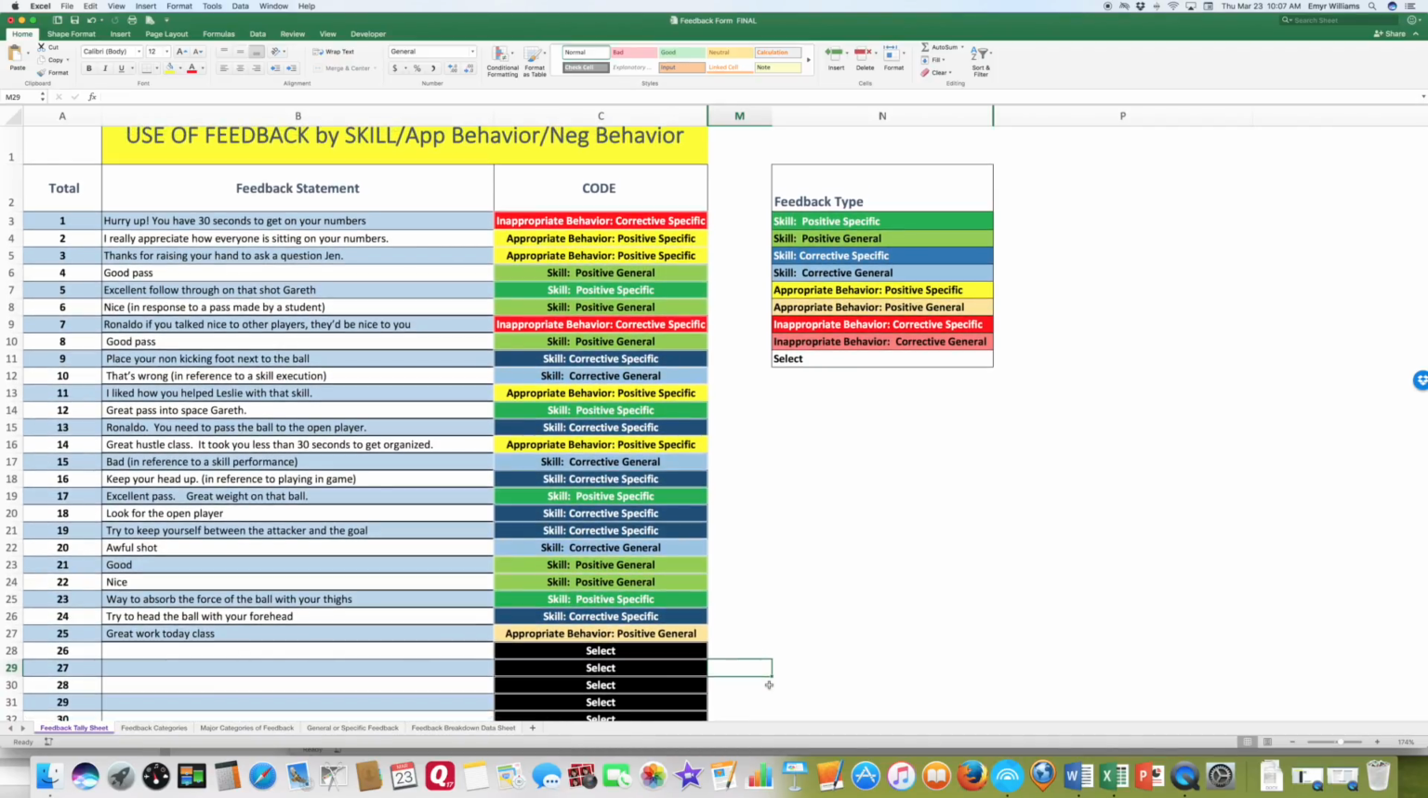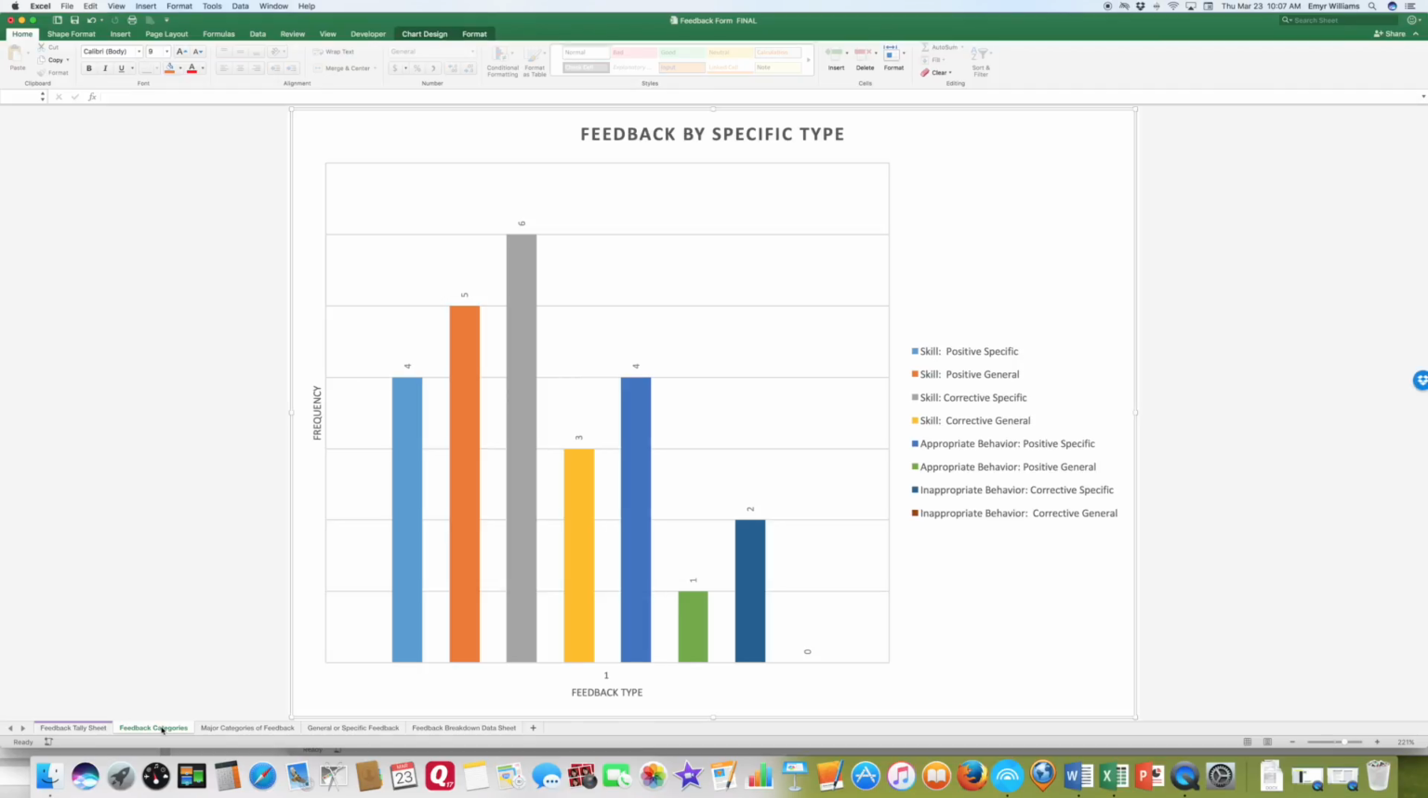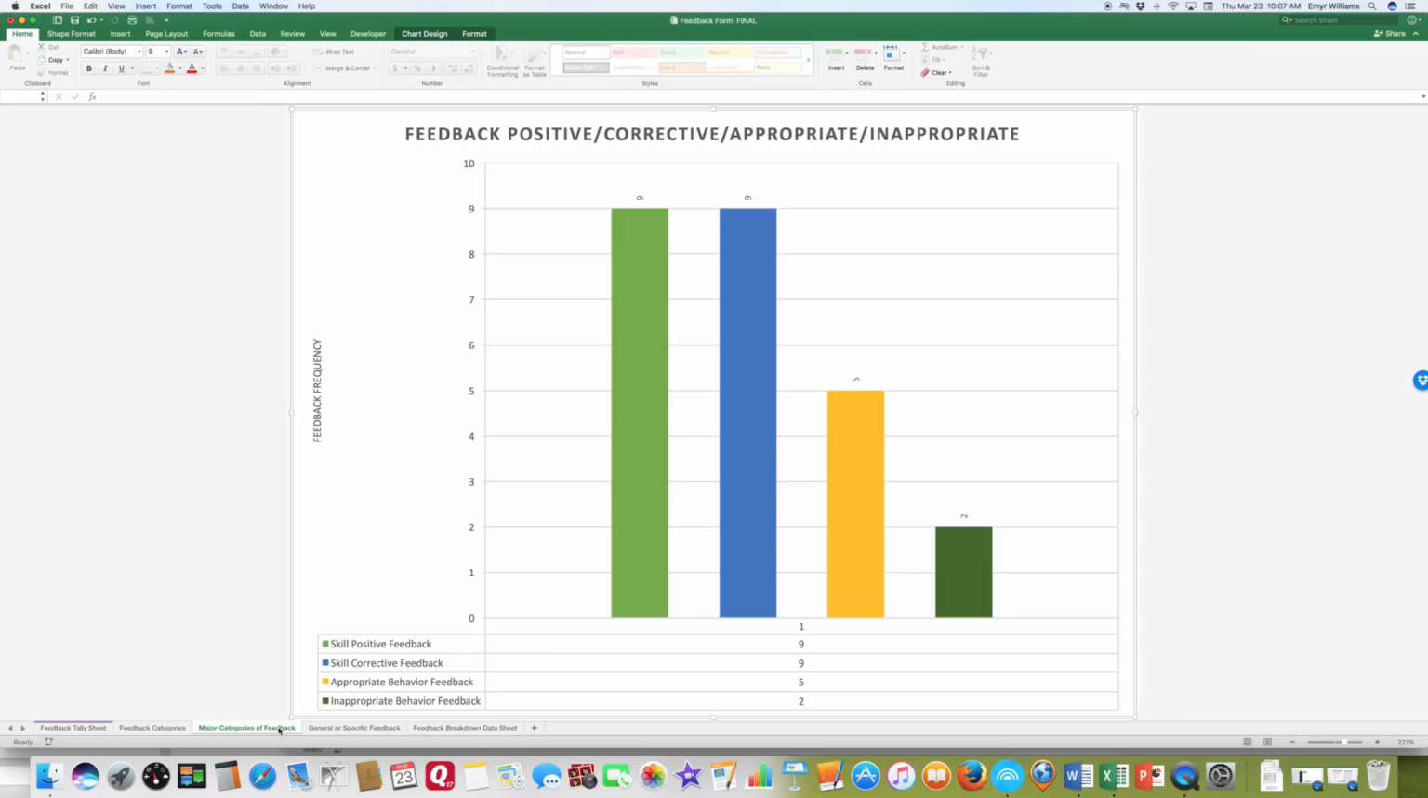The cool thing about this now is that it's created graphs for you again. So when we go to the feedback categories here, it shows you the different types of feedback. So by skill: positive specific, positive general, corrective specific, corrective general. I didn't have any inappropriate corrective general feedback statements. The major categories of feedback in terms of skill are positive feedback and corrective feedback. So there was an equal amount of positive and corrective feedback.